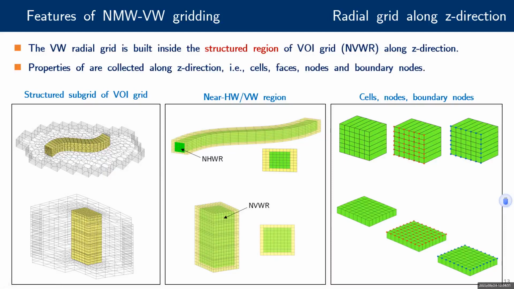For the radial grid along the Z direction, the vertical radial grid is built inside the structured region of the VOI along the Z direction. The properties are collected along the Z direction, such as the permeability, porosity, cells, faces, nodes, and boundary nodes.